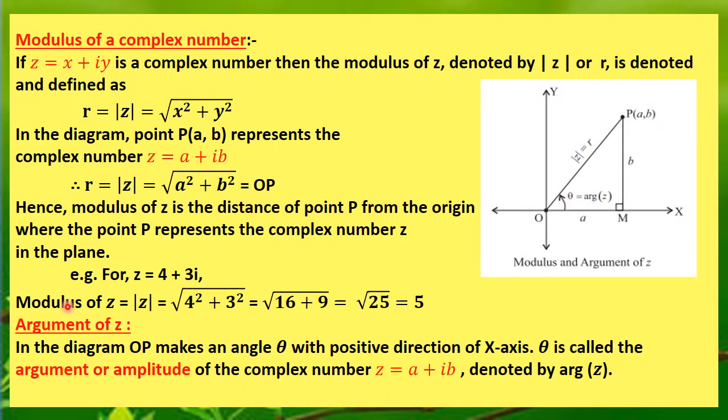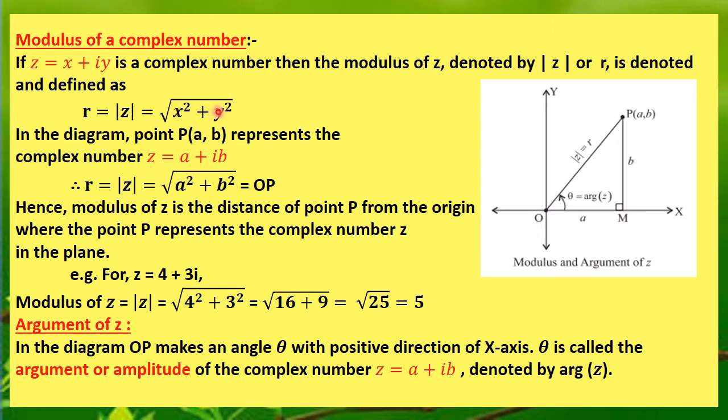Now we will learn the modulus and argument of a complex number. First, modulus. Let z = x + iy be a complex number. Then the modulus of z is denoted by |z|, written under vertical bars, or r, and defined as r = |z| = root of x square plus y square.